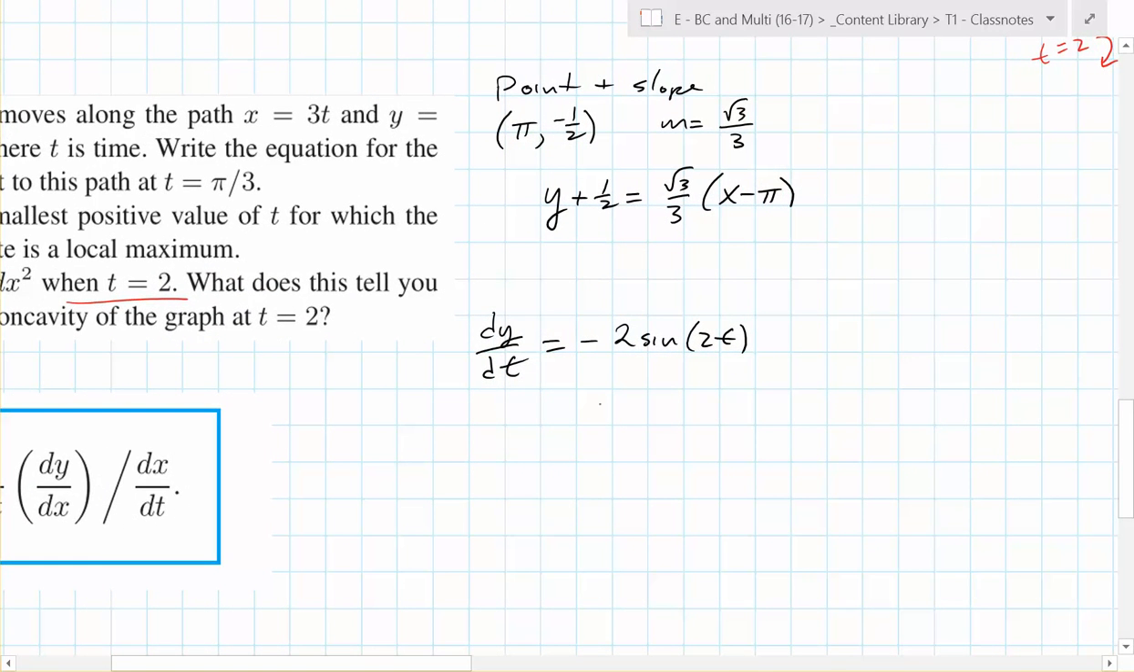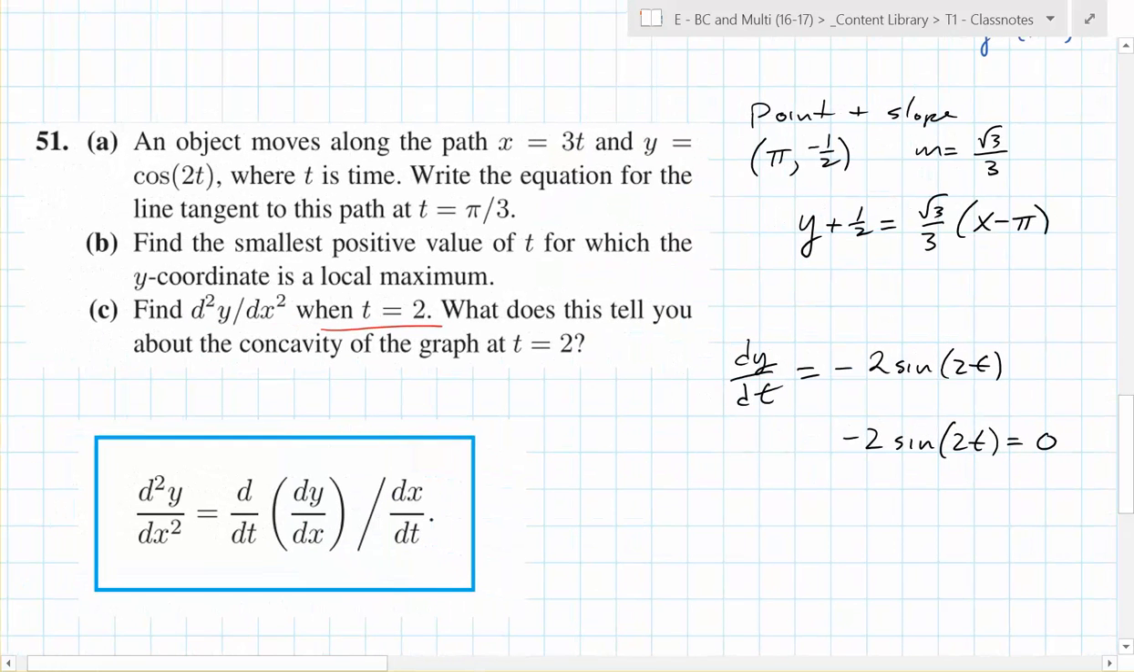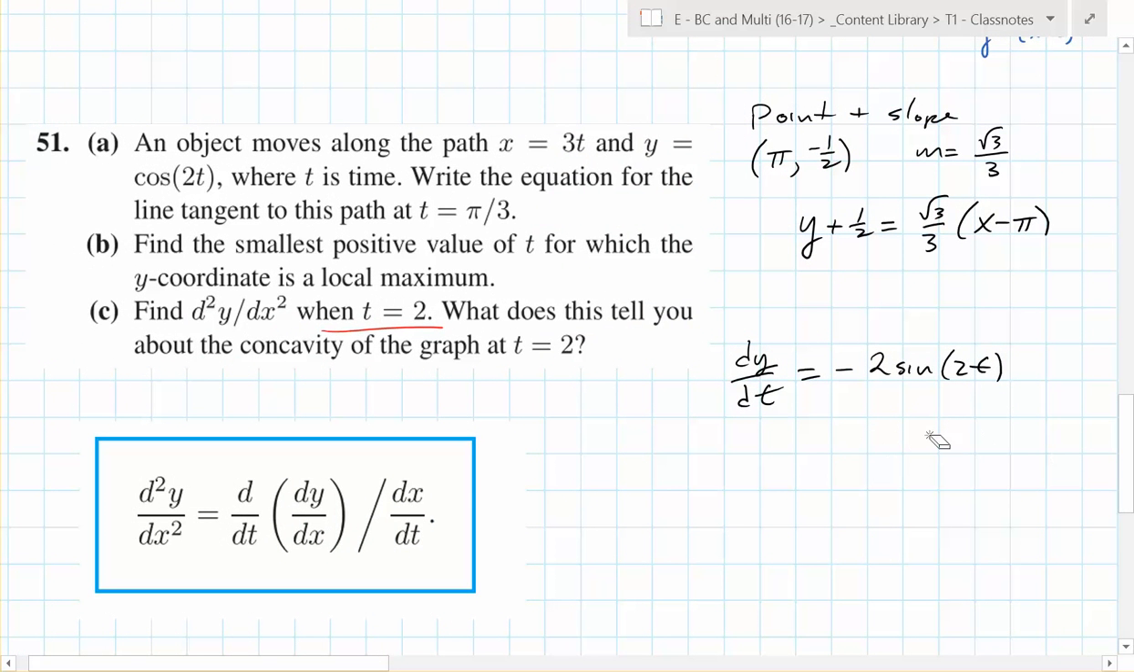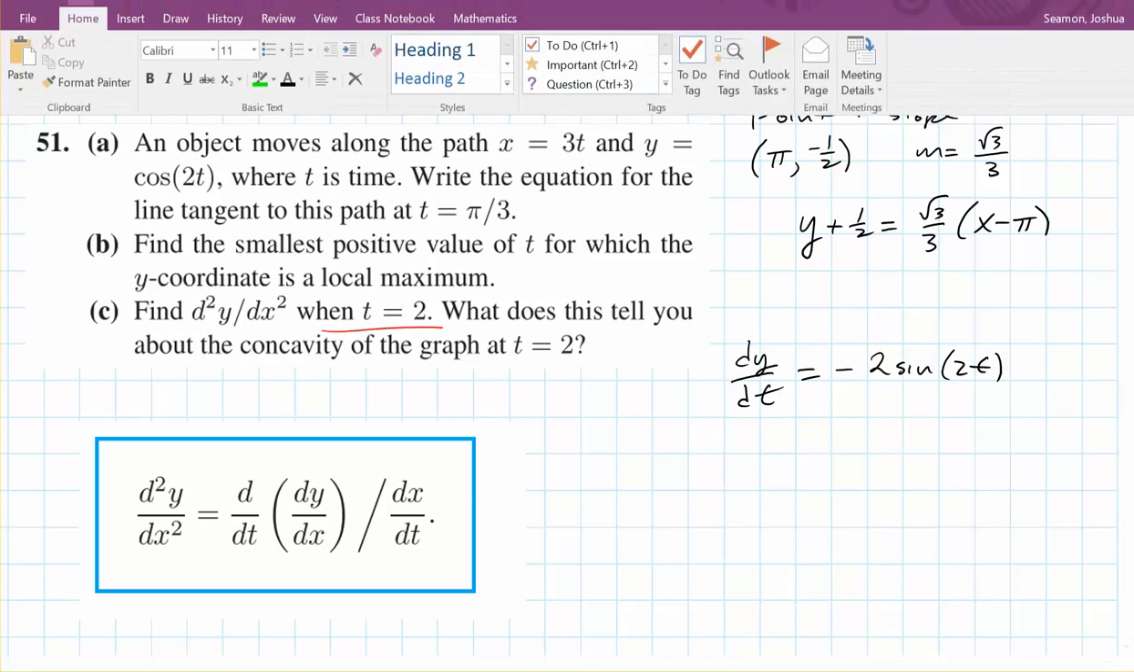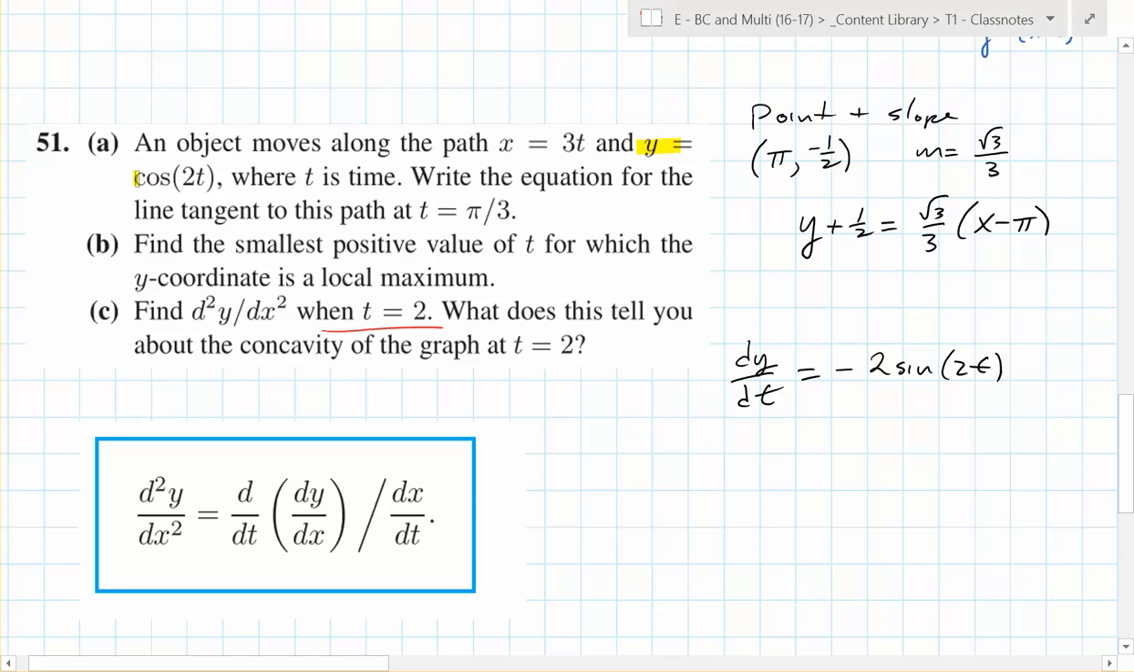You set it equal to 0? Did some of you do this? Okay, everybody, hold on. Does everybody see what I'm looking at here? y is equal to cosine of 2t. That's y, right? So why am I doing dy/dt equal to 0?